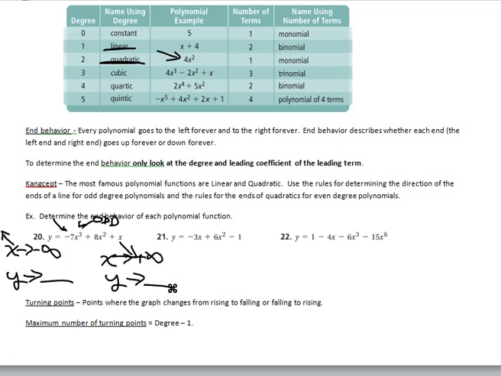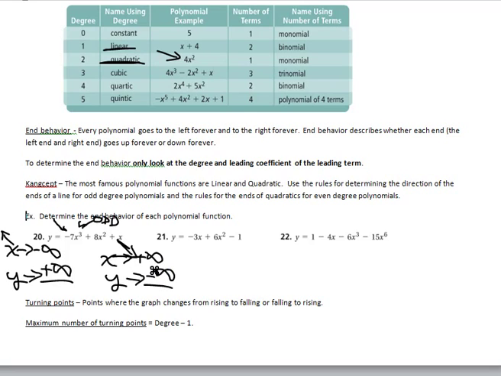Since this is an odd-degree polynomial with a negative leading coefficient, it should be like a line that goes up on the left. So the left side should go up to positive infinity. And it should go down on the right, so on the right side, it's going to go down to negative infinity.